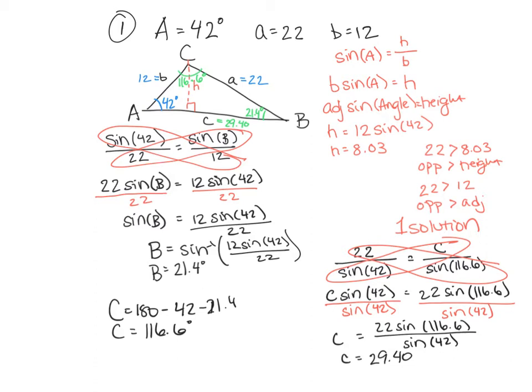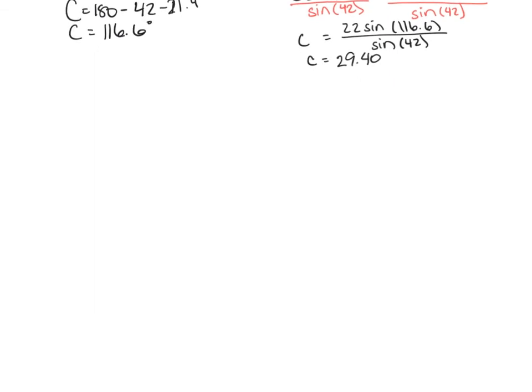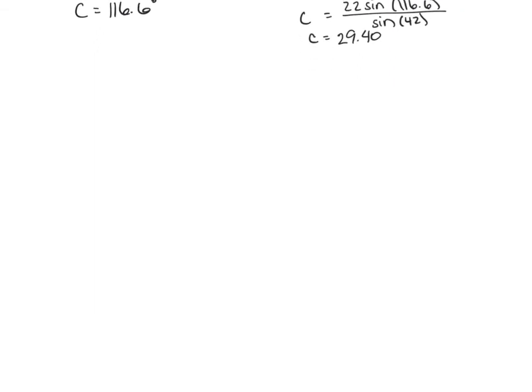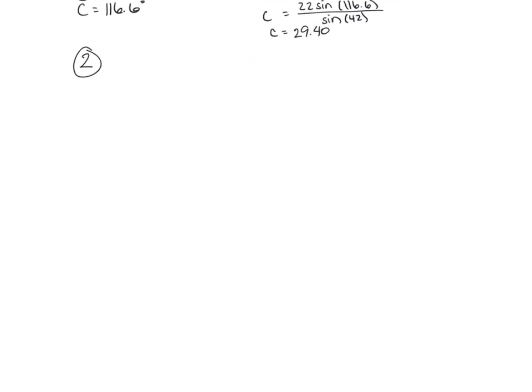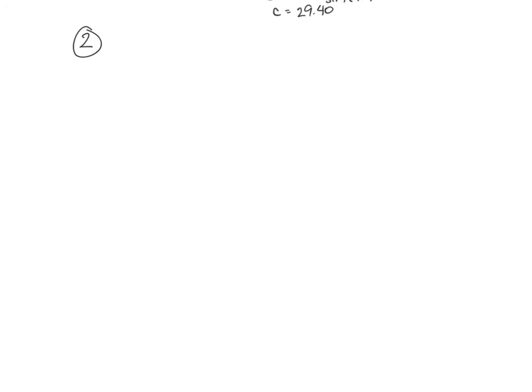So we have two more examples to go through. You may be able to guess how many solutions each of those have. But let's go through problem number 2. I'm going to move all this up. For problem number 2, our angle is going to be 85 degrees. Side length A is going to be 15, and B is going to be 25. So when I draw this out, again, it's not going to be to scale.